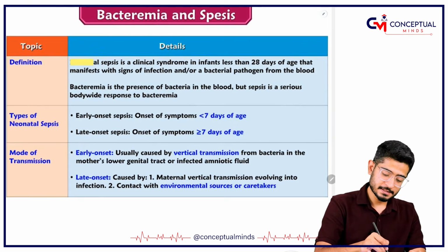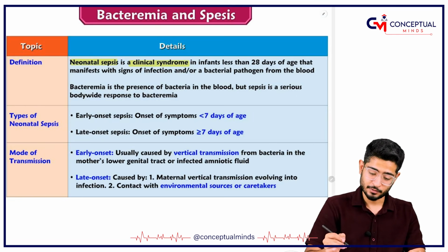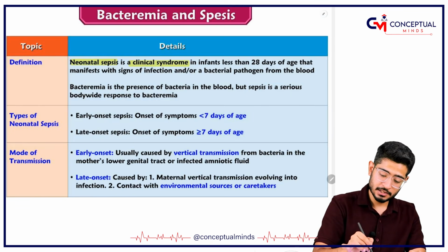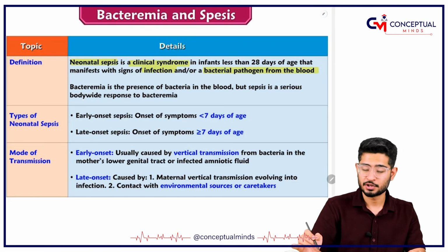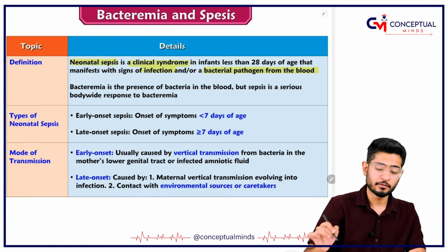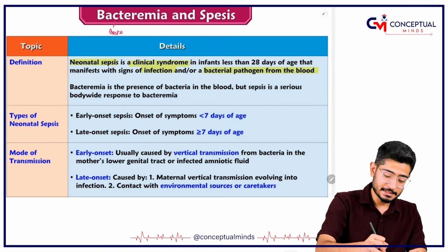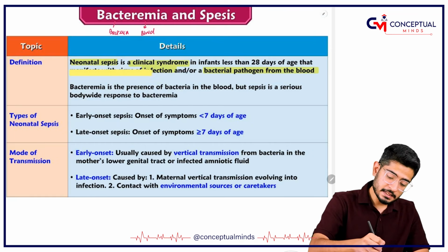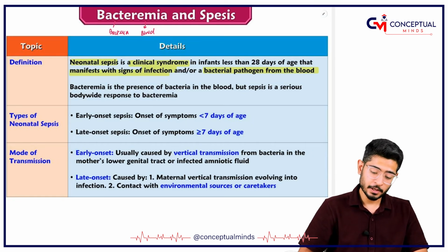So see, neonatal sepsis is actually a clinical syndrome. It is going to manifest with the signs of infection, and some bacterial pathogen will be associated, and the bacterial pathogen can be isolated from your blood. So basically bacter, bacteria, and emia means in the blood. So neonatal sepsis is a clinical syndrome which manifests with signs of infection, and of course a bacterial pathogen will be discovered from the blood, right?